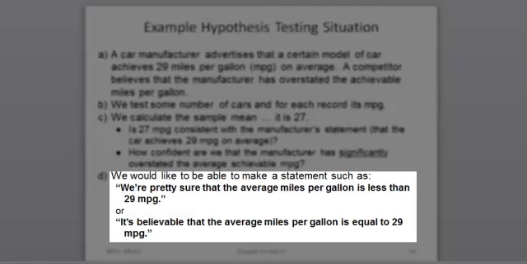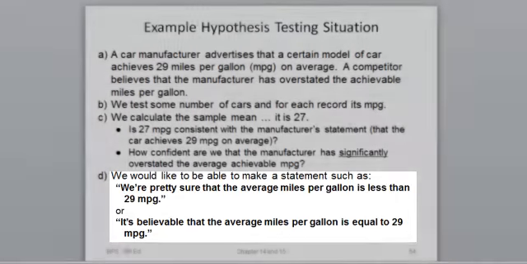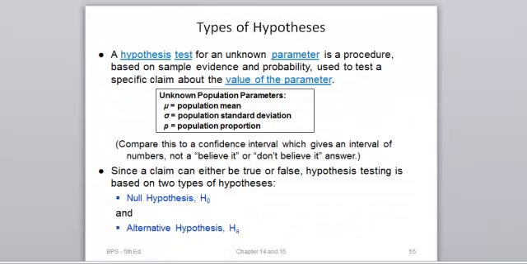We would like to be able to make a statement such as, we're pretty sure that the average miles per gallon is less than 29, or it's believable that the average miles per gallon is equal to 29 miles per gallon. But better stated would be that we don't have enough evidence to show that the miles per gallon is anything less than 29 miles per gallon. So let's look at the different types of hypotheses.